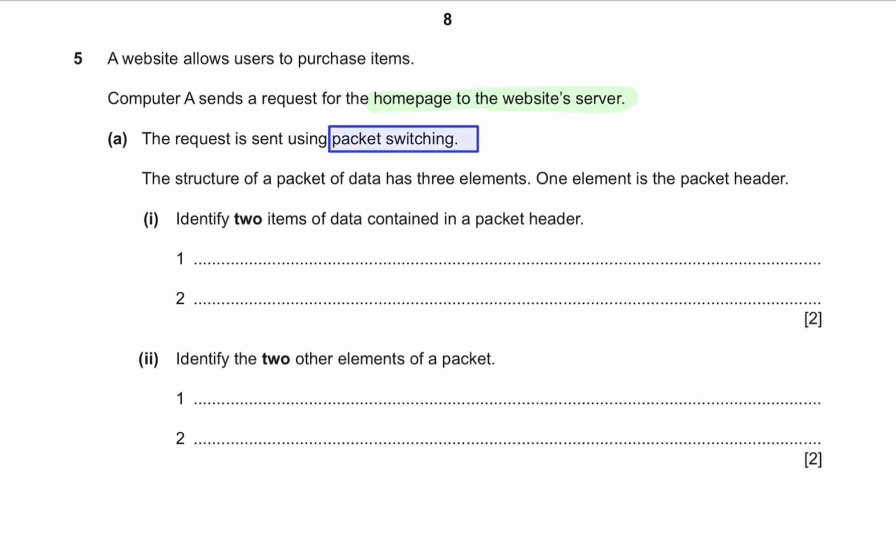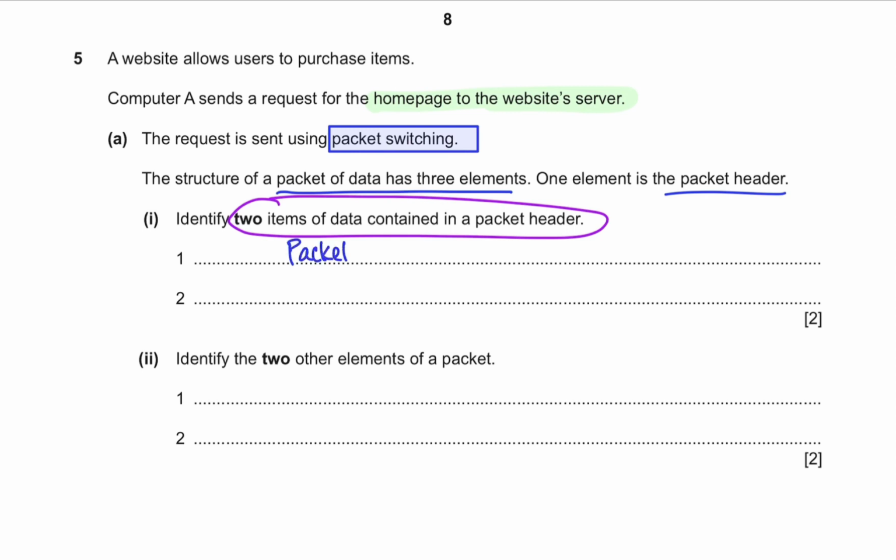The structure of a packet of data has 3 elements. One element is the packet header. Identify two items of data contained in the packet header. What items of data are stored in a packet header? The packet number and the destination IP address.